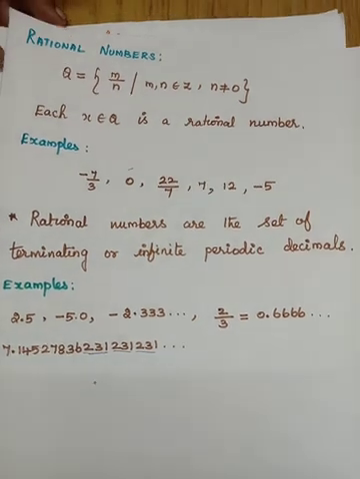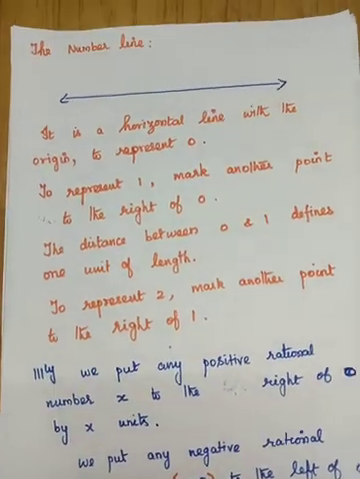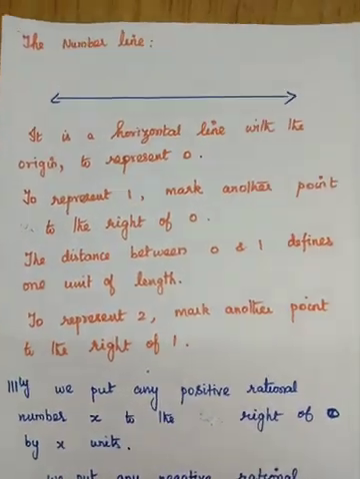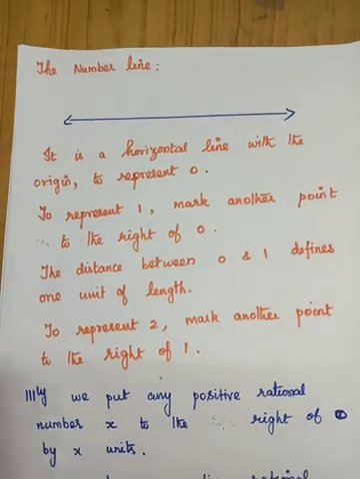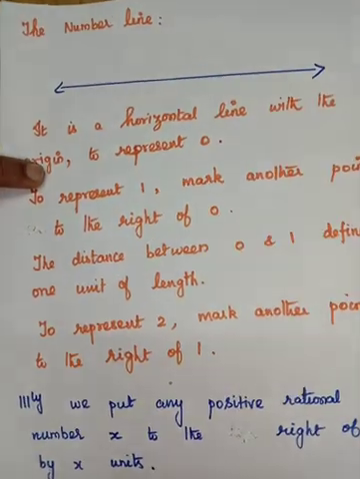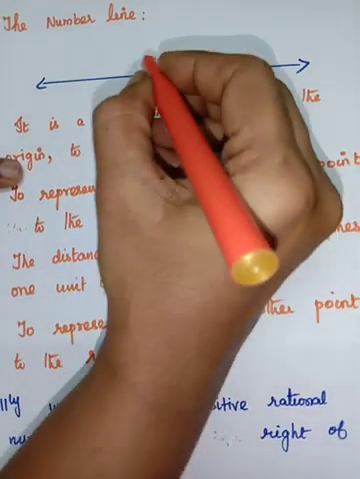Next we are moving to the topic, the number line. It is a horizontal line with the origin represented by O.